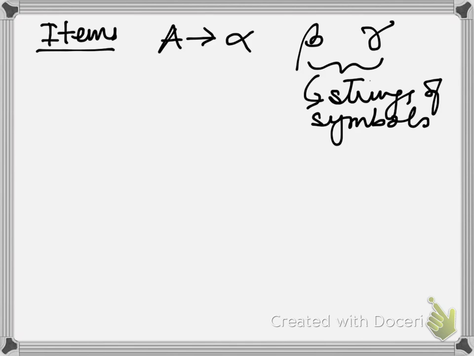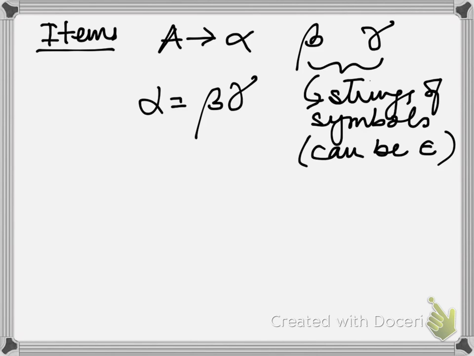Strings of symbols, it can be alpha, it can be epsilon also, such that alpha is equal to beta followed by gamma. In that case, an item A derives beta dot gamma is an item. So that is what we mean by an item. Let me explain it with an example.